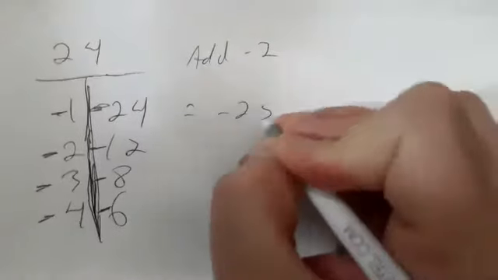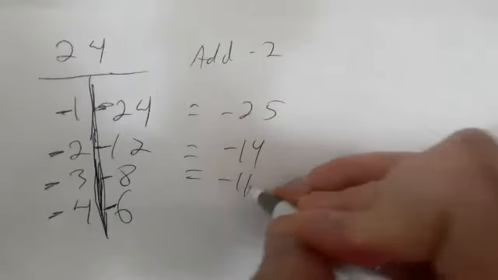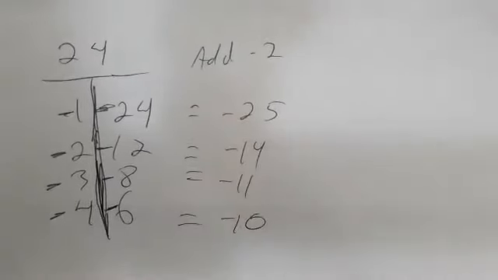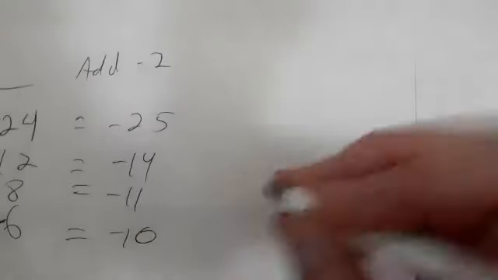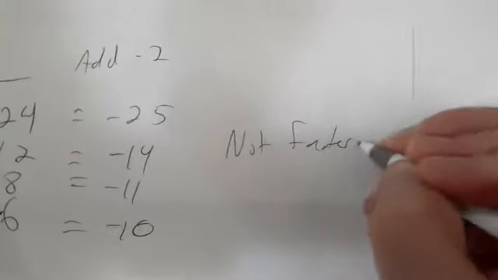So this is what, -25, -14, none of these numbers are going to ever add to -2. So how do we get that? And then the quick answer is we don't. It is not factorable. They're not factorable.